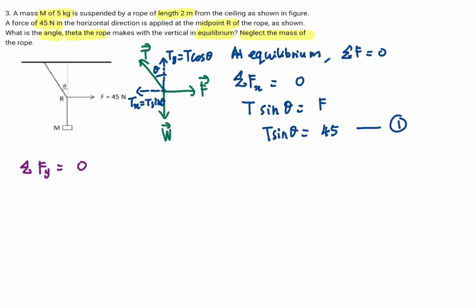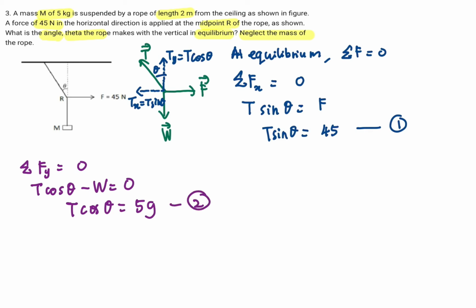So for the y component, you have two forces, Ty and also W, in opposite direction. So it will be T cos theta minus W equal to 0. Okay, so you get T cos theta equal to 5g. So this will be the second equation.